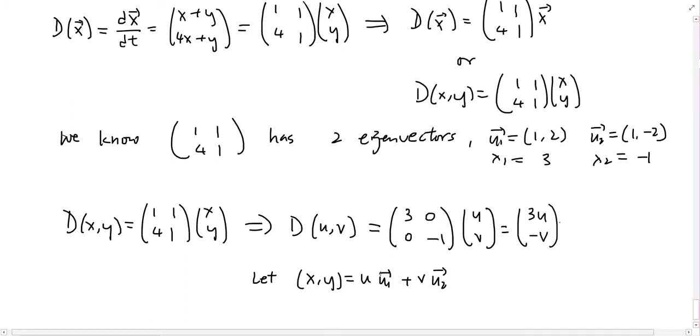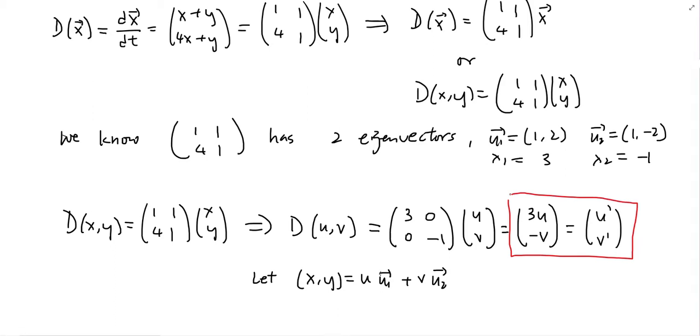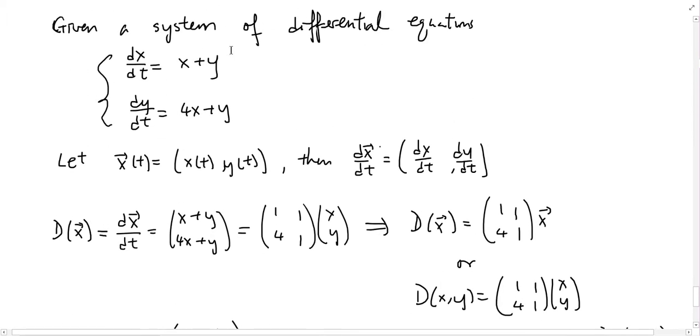Because d of uv would equal the derivative of u, which is u prime, and the derivative of v, which is v prime. Now, this system right here is significantly easier than the other one. Why? Remember, the issue that makes the other system difficult is that the derivative of x depends not only on x, but also on y. The derivative of y depends not only on x, but also on y. So when x and y both change, it changes dy dt as well as dx dt.